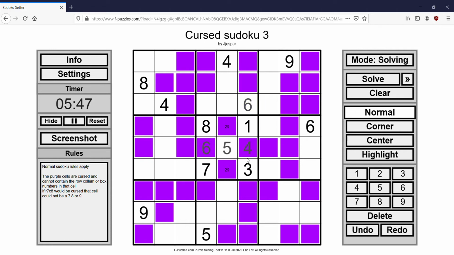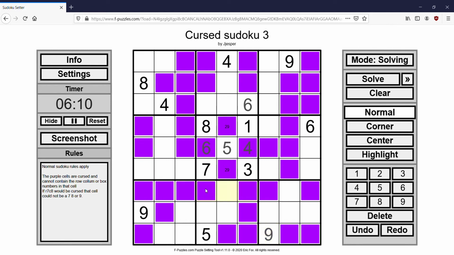And now let's look at row 9. We can apply the same logic there. Where does 9 go in row 9? Well, it can't go here because it's in the box. Can't go here because this is purple and occupied, and this is purple. So 9 must go there. Now we know that locks 9 into here.